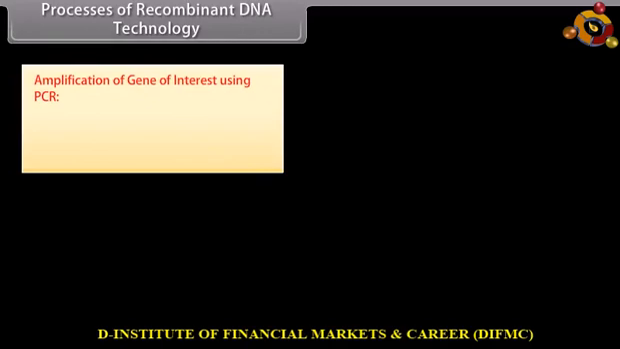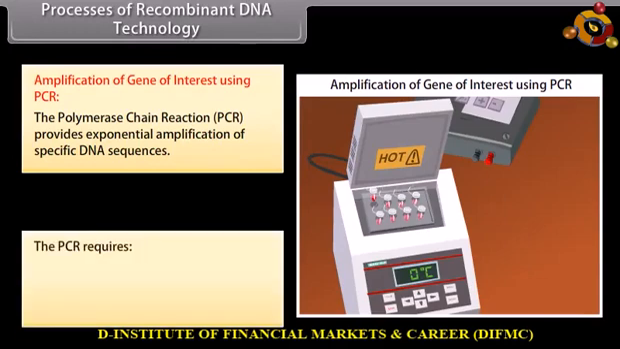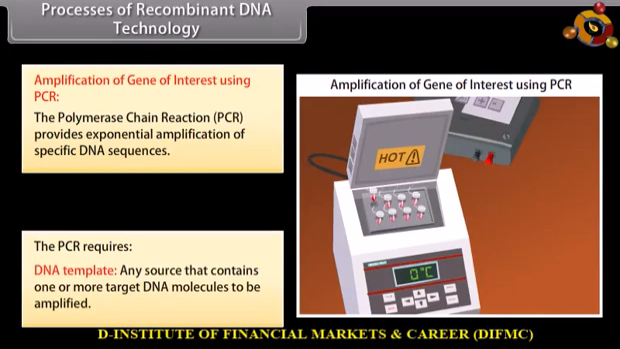Processes of recombinant DNA technology. Amplification of gene of interest using PCR. The polymerase chain reaction, PCR, provides exponential amplification of specific DNA sequences. The PCR requires a DNA template: any source that contains one or more target DNA molecules to be amplified.